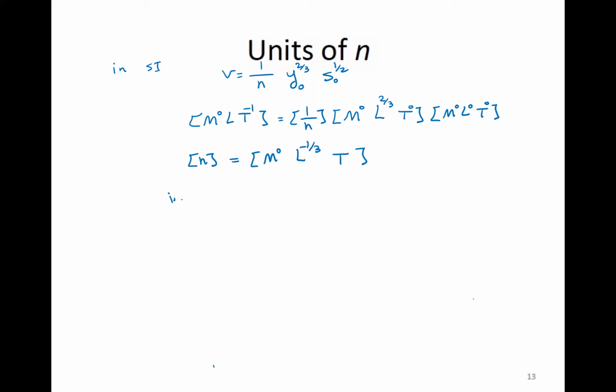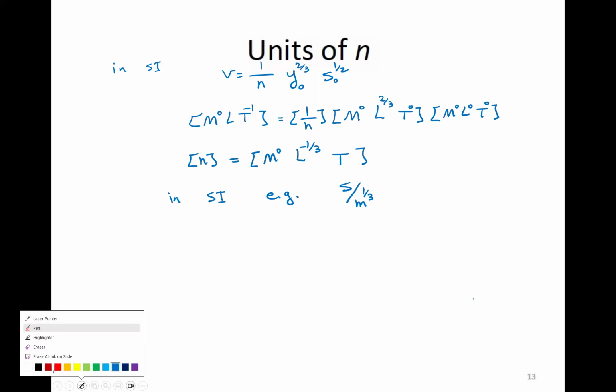For example, in SI, it could be something like seconds over meter to the 1/3. A very strange unit, right? And that is one kind of weakness of the Manning formula, because it's actually not dimensionless.